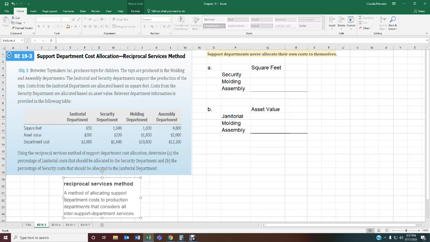Okay, so it's important to note, it was highlighted in your book, that support departments never allocate their own costs to themselves. Okay, so whatever was spent on the security department gets distributed to the other departments. They're not allocated their own portion for whatever service they provided. Okay, so the first requirement says, determine the percentage of janitorial cost that should be allocated to the security department.